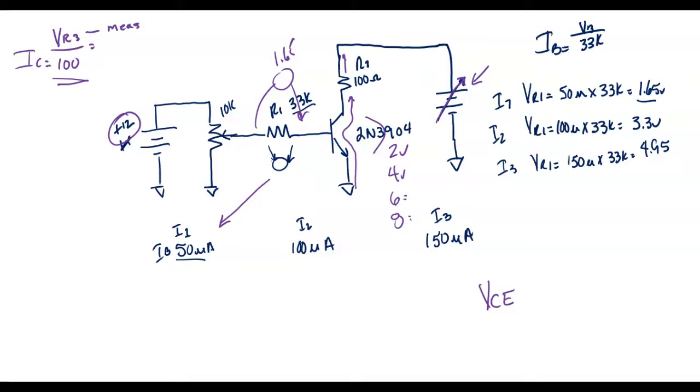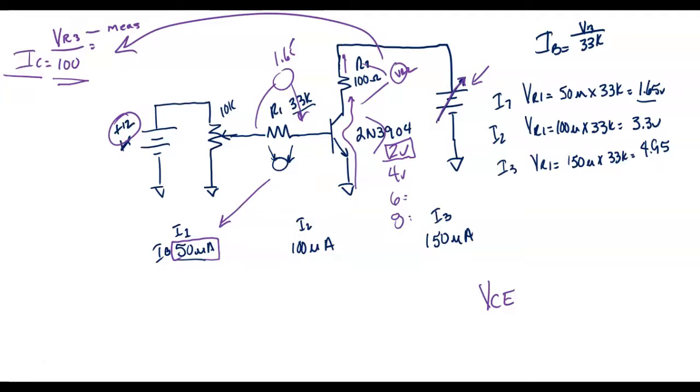When the 33K measures 1.65 volts, how much base current do I have? I have 50 microamps. Then I'm going to start adjusting this power supply until I measure 2 volts across here. After I measure 2 volts there, I'm going to measure the voltage drop across R2. Then I'm going to plug that into this formula and use it to calculate IC. Understand now?